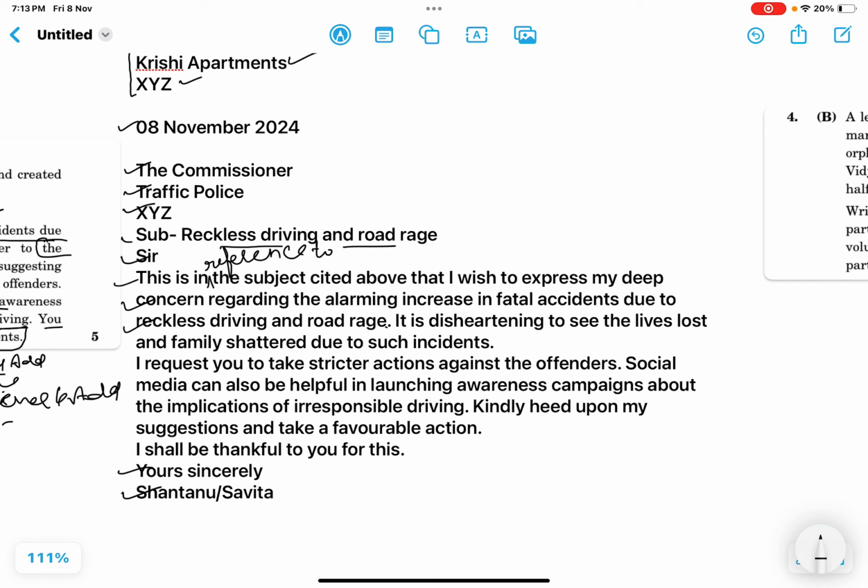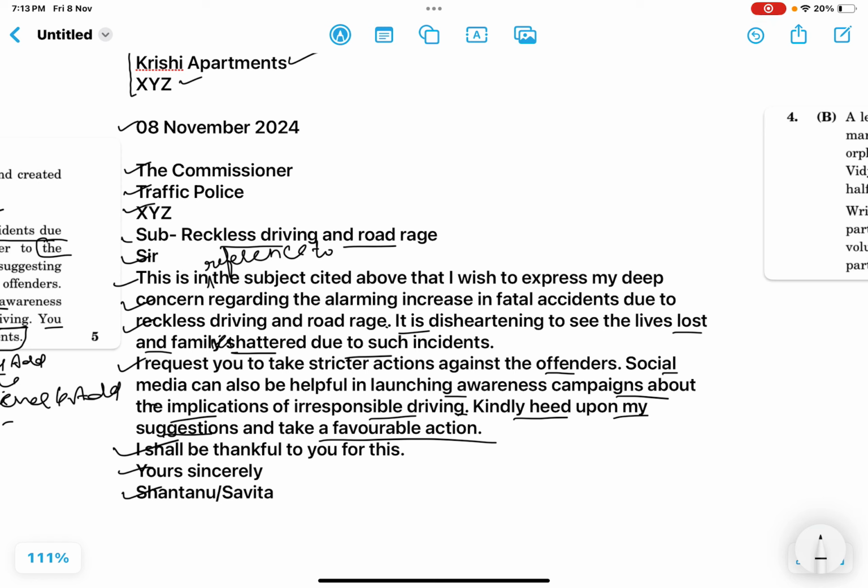So for example, you can see it is disheartening to see the lives lost and families shattered due to such incidents. Next, I request you to take stricter actions against the offenders. Social media can also be helpful in launching awareness campaigns about the implications of irresponsible driving. Then kindly heed upon my suggestions and take a favorable action. I shall be thankful to you for this.